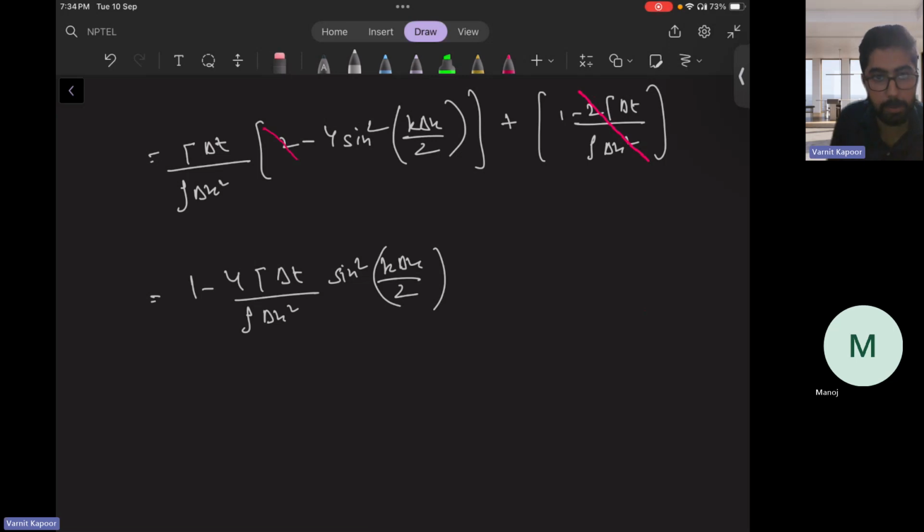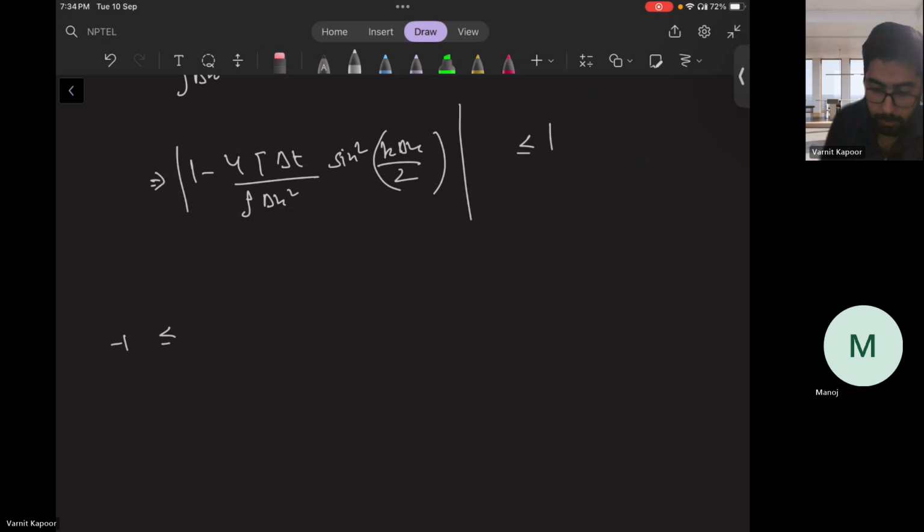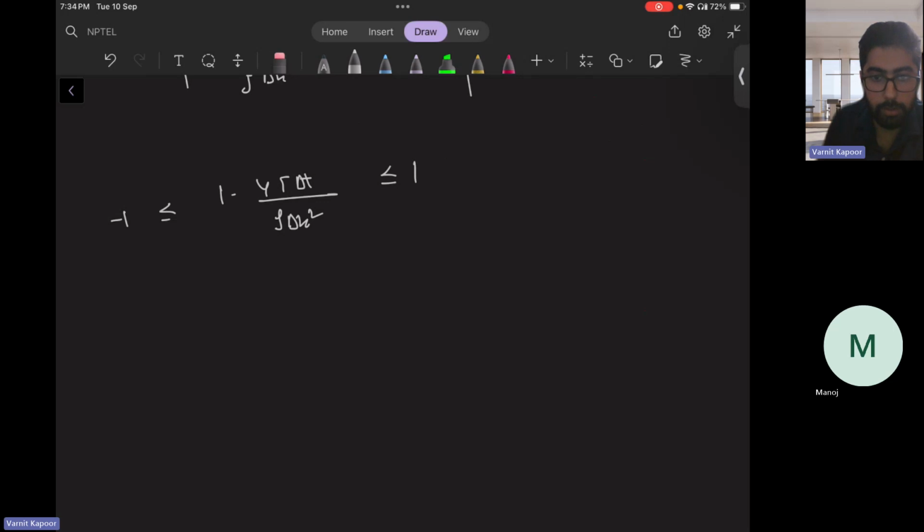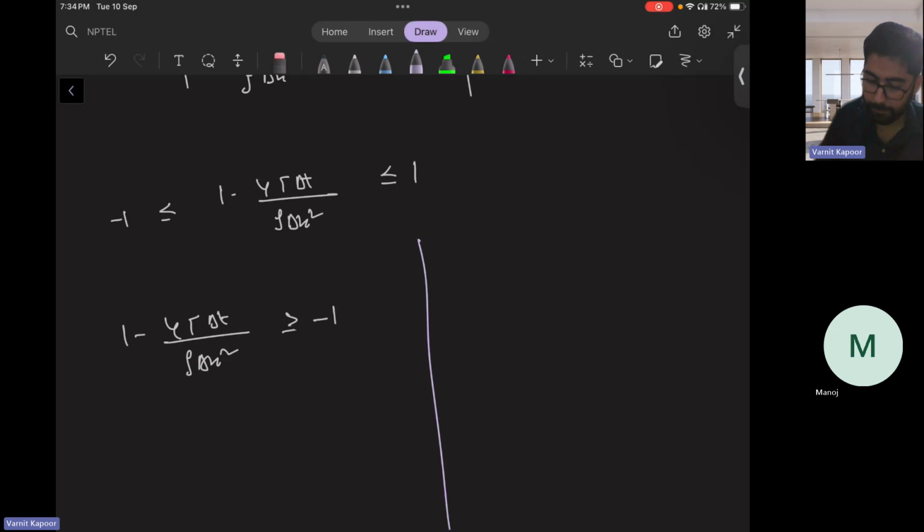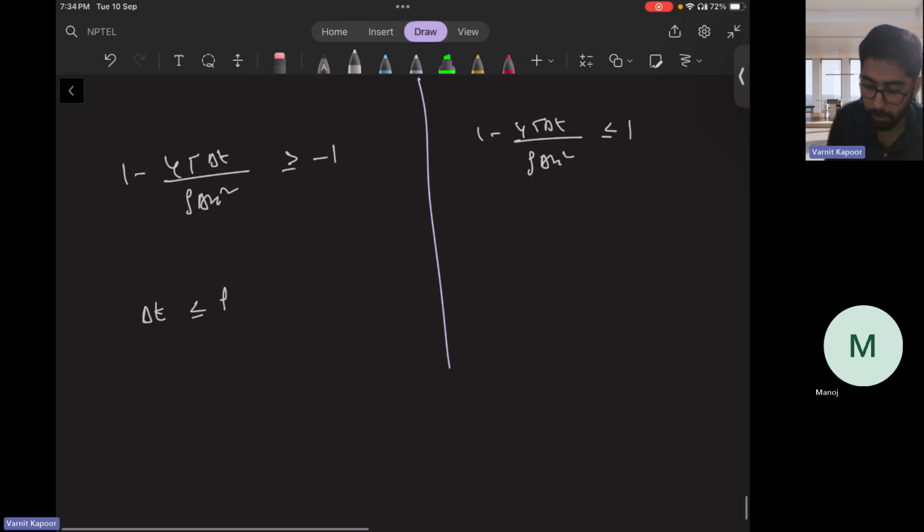And this is nothing but e to the power lambda delta t, your amplification factor. You want the mod of this to be less than or equal to 1. So you can write minus 1 to 1, because the other term will always be positive. One value will come out to be 1 minus 4 gamma delta t over rho del x square greater than or equal to minus 1. In the other case, 1 minus 4 gamma delta t over rho del x square less than or equal to 1. From here, you will get delta t less than or equal to rho del x square by 2 gamma. Okay, we have proved this.